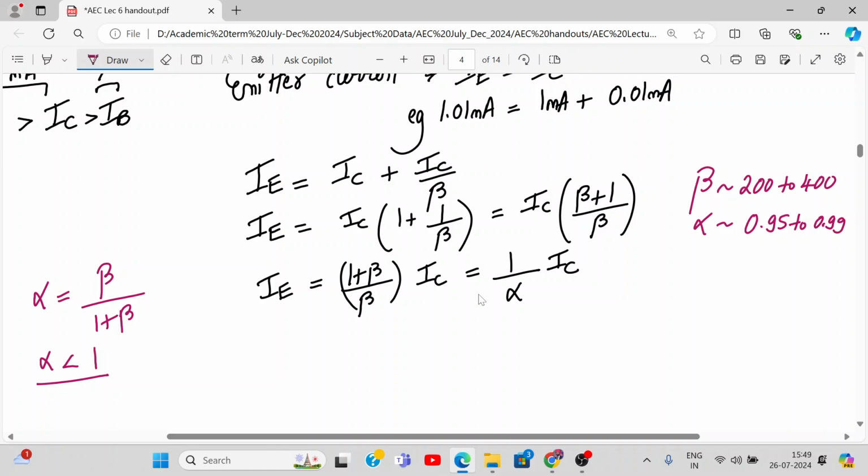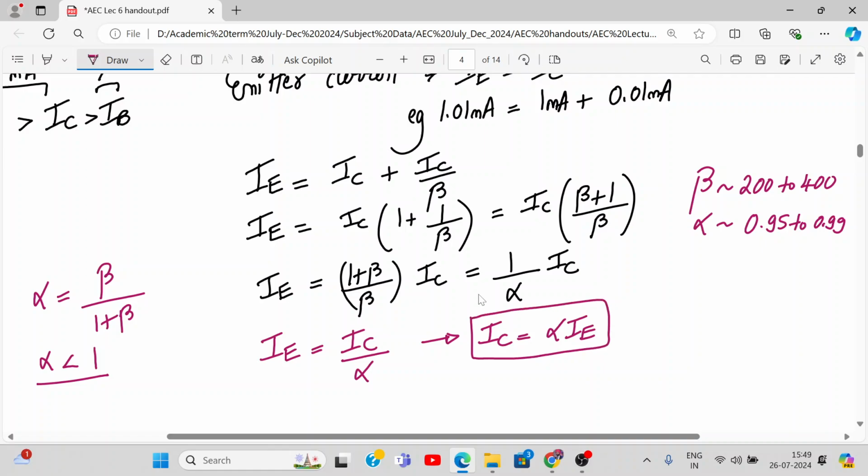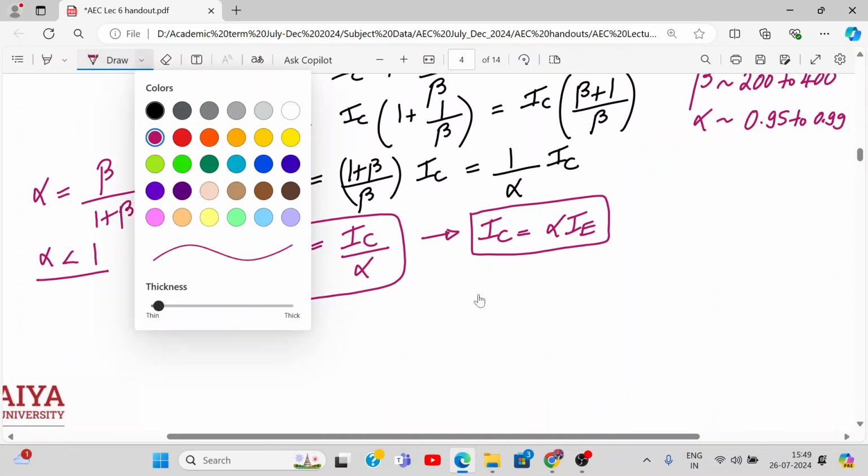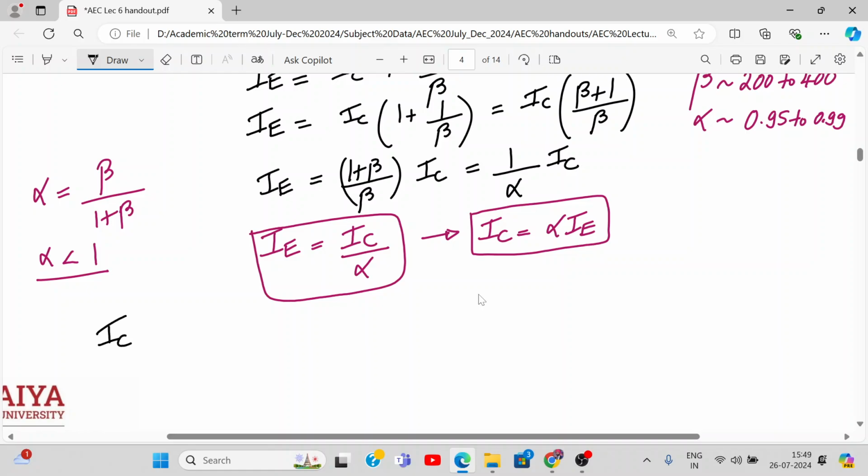So what I'm doing is establishing a relation between them. What is the relation between IE and IC? IE is IC upon alpha, or in a crude manner, IC is alpha times IE. Whichever way you want to understand. Got it? Yes or no? Now, what is the relation of IC with VB? IC is given by IS times exponential of VB upon VT, right? So if I want to write IE, then what will I write? This entire expression divided by alpha, correct? Yes, no?